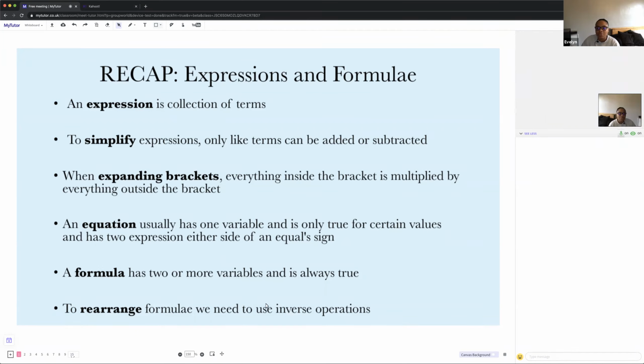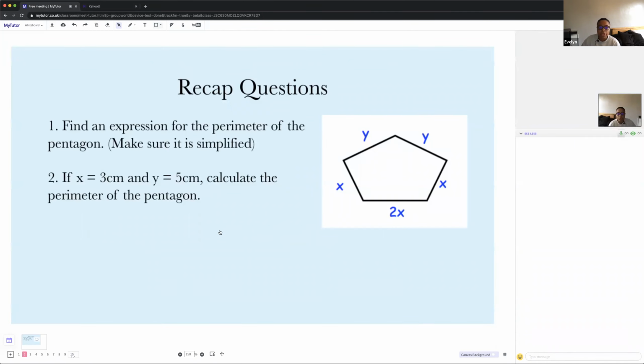Someone's already asked a question: will I be focused on one branch of algebra today? No, we're going to be focusing on linear equations and simultaneous equations, but we'll get to that in a second.